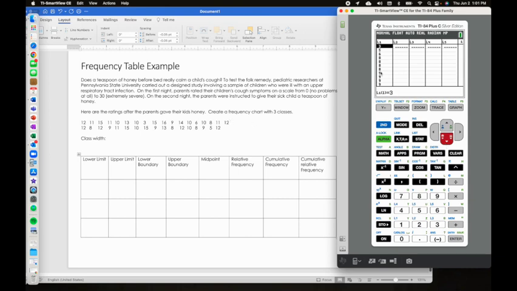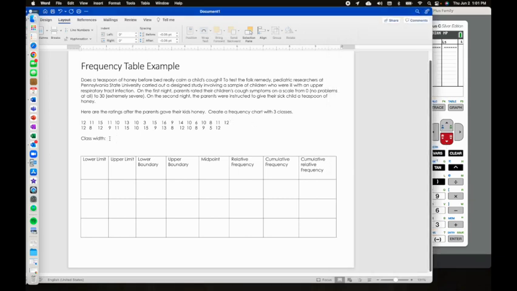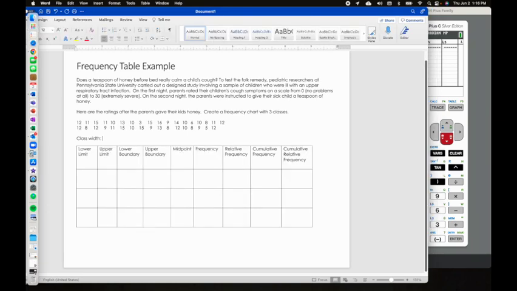Now that we have the data sorted, we're going to find the class width. That means for each of the classes, for each of the intervals that we're going to set up in this table, we need to figure out the lower and upper limits, and we need the class width to see how wide each interval is. To find the class width, we take the maximum minus the minimum and divide by the number of classes. In this case, our maximum was 16, our minimum was 3.